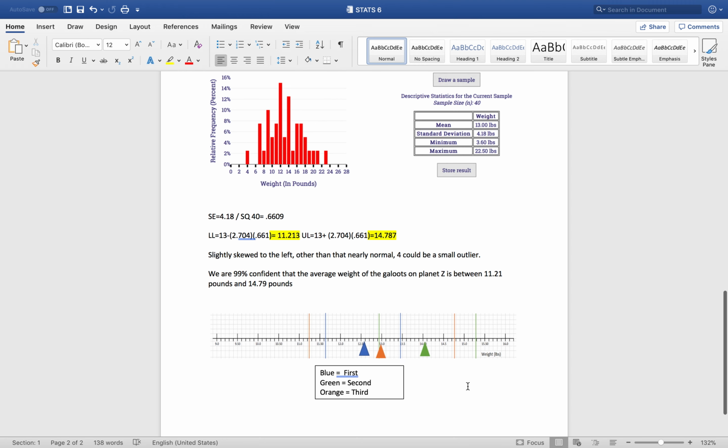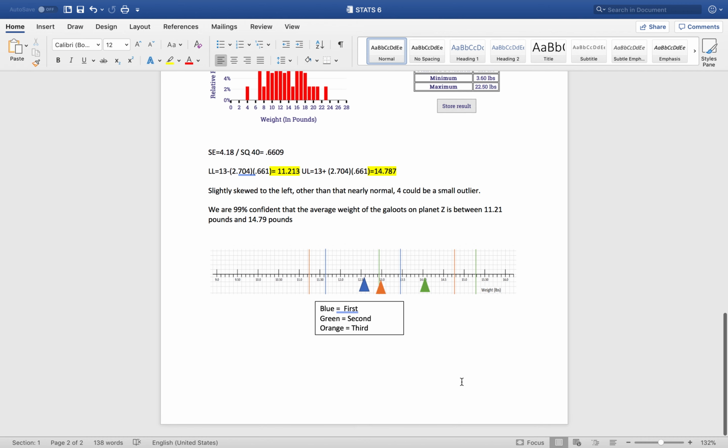And here I did a whole number line in one. The blue one was the first. Triangles equal the mean, and here is my 90% confidence level. Green is the second one, which is right here. Here's the mean, and here are my intervals. And orange is the third. Here is the mean, and here are my intervals.